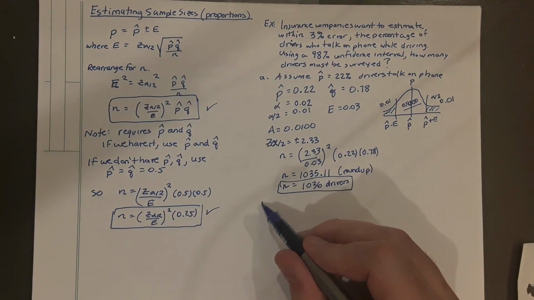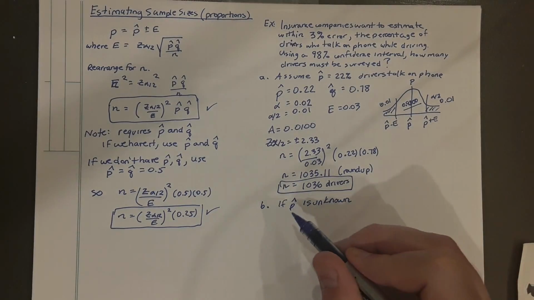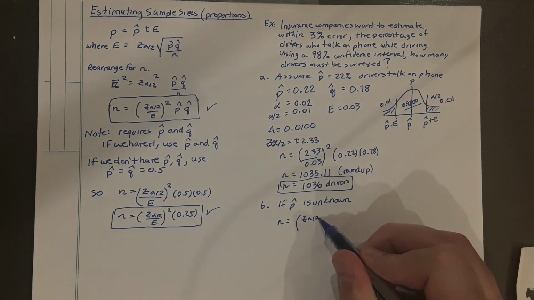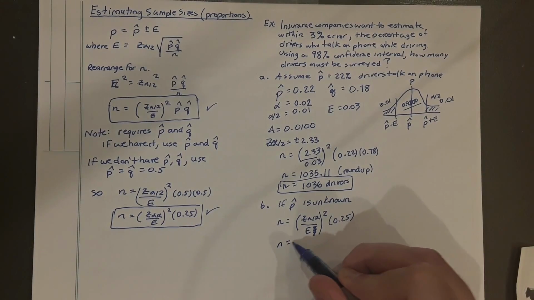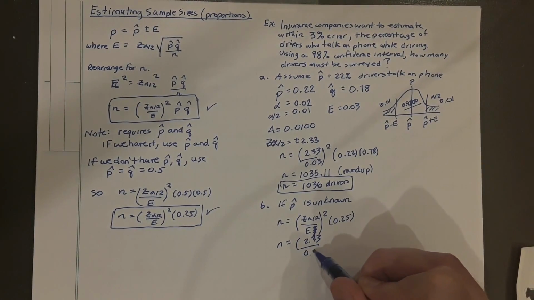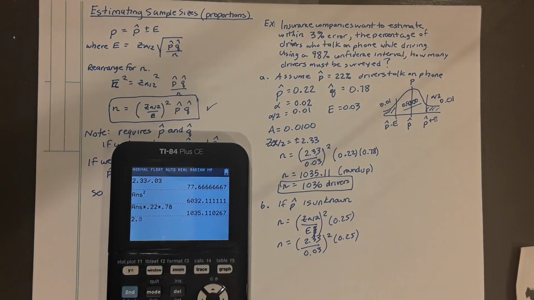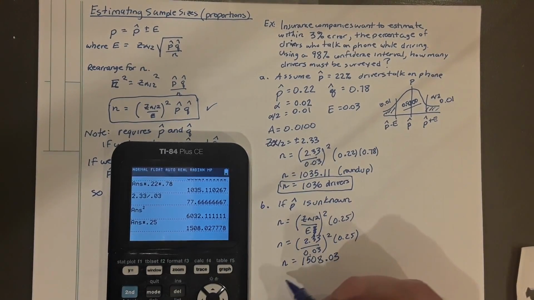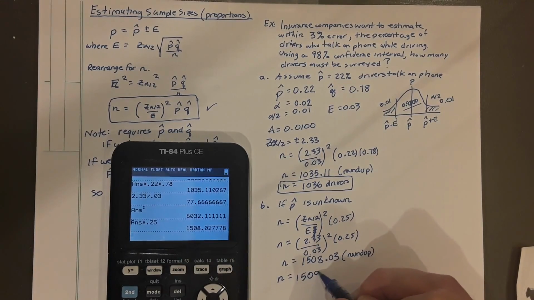If we didn't know that sample proportion, so if p hat is unknown, we have the same confidence interval, the same z-score, but n would be z alpha over 2 over e squared times 0.25. So 2.33 over 0.03 squared times 0.25. And notice the sample size is slightly bigger. Since we have to round that up, the sample size requirement is 1509 drivers.